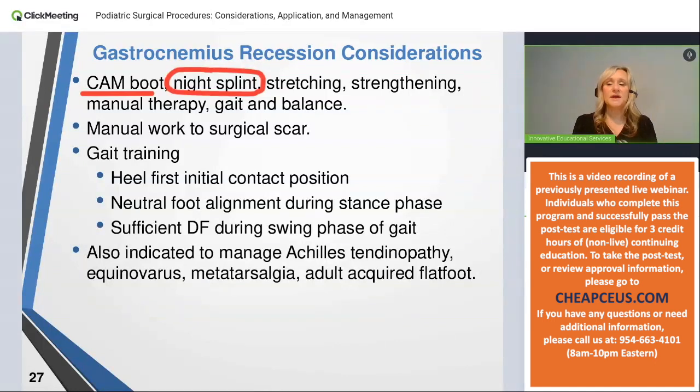You're going to make sure you strengthen that anterior tib up, because we need to make sure this patient now, in addition to addressing the stance phase for the plantar fascia, we need to address that swing phase mechanism, because they need to now make sure they clear those toes enough during that swing phase of the gait cycle. We'll do a lot of manual work to that scar. We want to make sure that as that muscle is healing, whether it's at the musculotendinous junction or higher up in the belly, that they're not getting fibrotic adhesions there, that we are getting a nice stretch on that muscle. Heel first contact with gait, neutral alignment during stance.